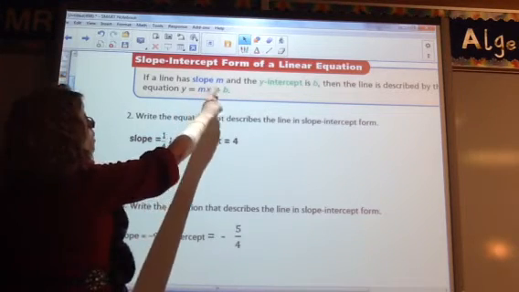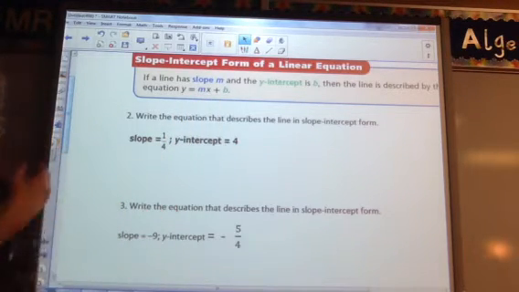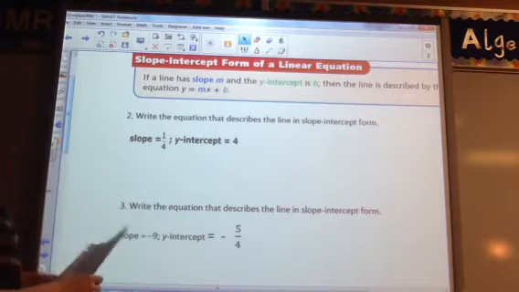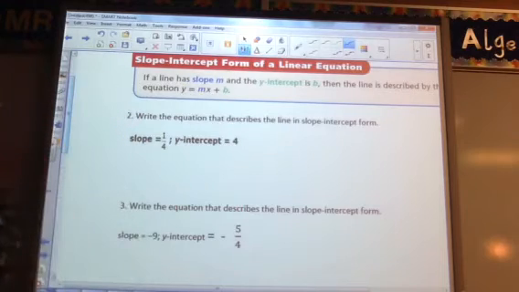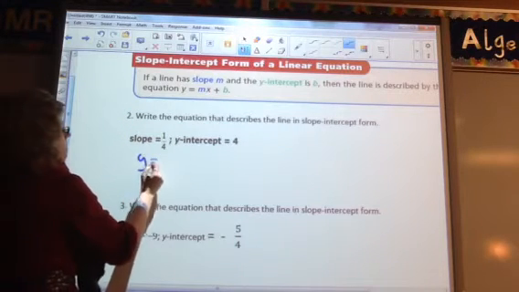M represents your slope, B represents your y-intercept. And how we get that, I just showed you how to get it, okay? So, write the equation that describes the line in slope-intercept form. Start with your equation.